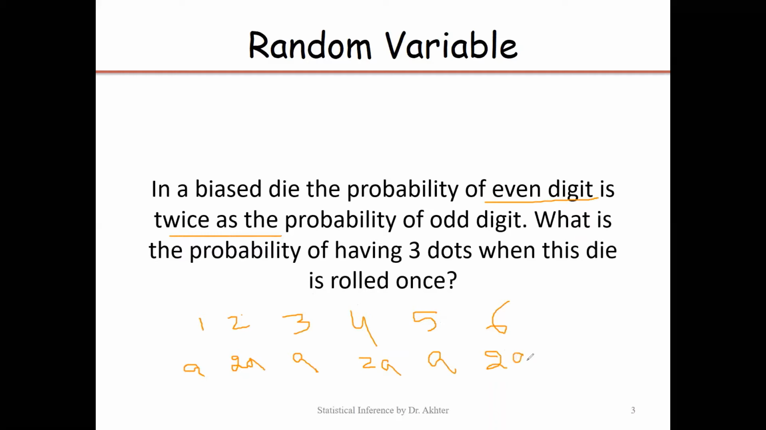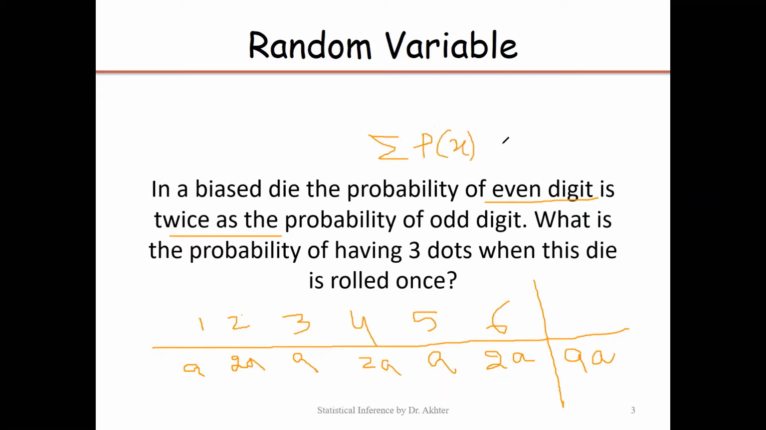And according to the definition of the probability distribution, the sum of all probabilities will be equal to 1. So this is 9A. And if we solve this by this function, sum of all probabilities equal to 1, we will get an equation, and that equation is 9A is equal to 1, and the value of A is equal to 1 over 9. So we can say that the probability of an odd digit is 1 upon 9, and probability of an even digit will be 2 upon 9.